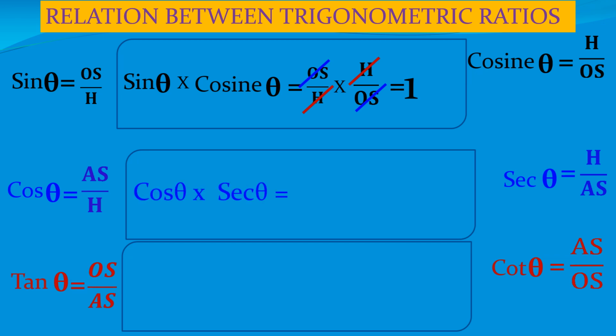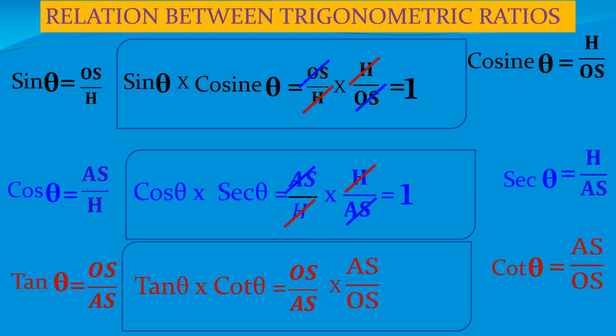And what about cos theta into sec theta? Cos theta is adjacent side by hypotenuse, sec theta is hypotenuse by adjacent side. Adjacent side cancels, hypotenuse cancels, it also makes 1. Similarly, what is tan theta into cot theta? That is opposite side by adjacent side into adjacent side by opposite side. So these two are cancelled, it makes 1. So that's why tan theta into cot theta is also 1.